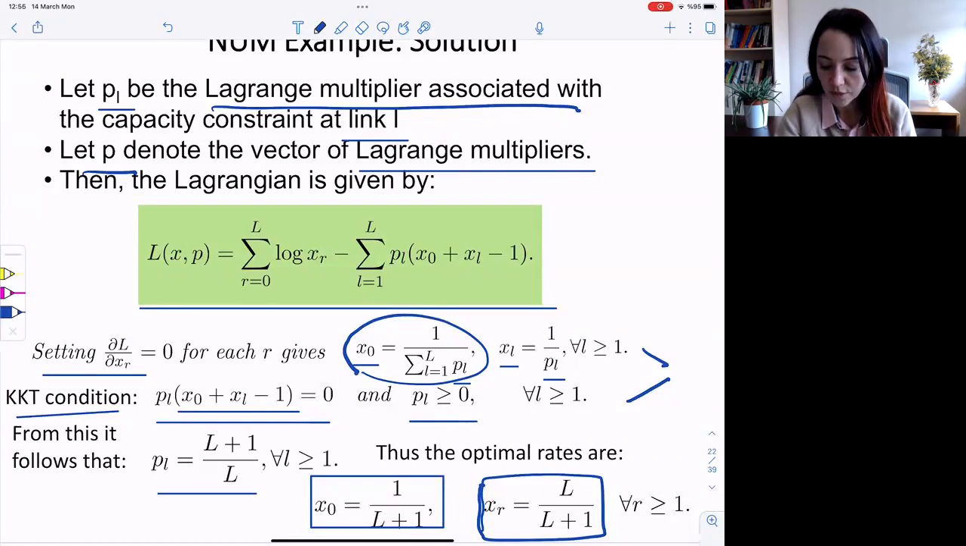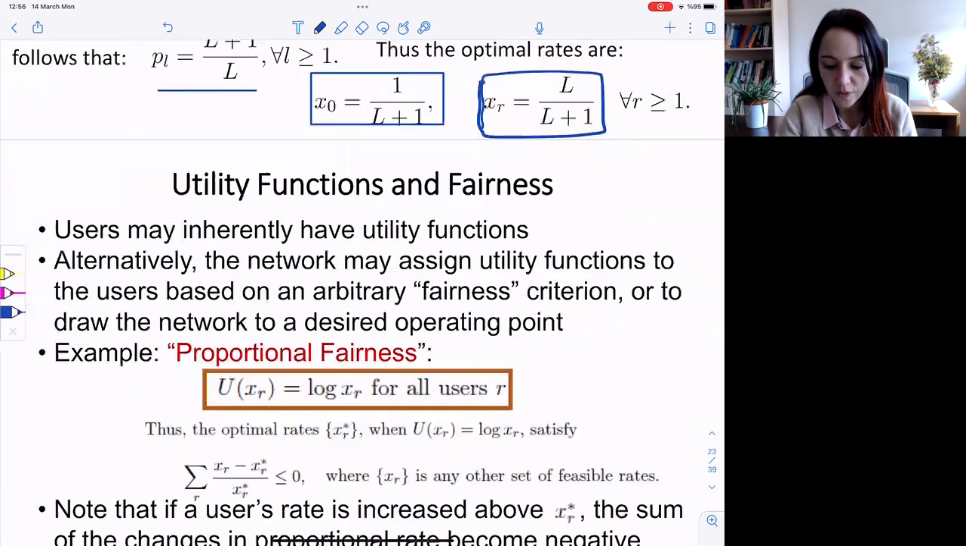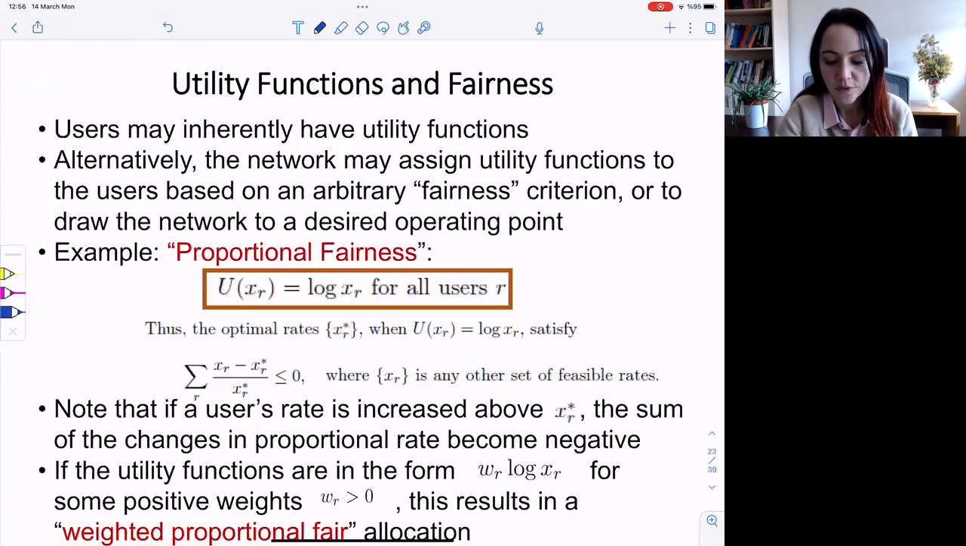So this brings us to the end of this lecture. In the next lecture, we will continue with a discussion of fairness and with a discussion of various utility functions that achieve certain notions of fairness.